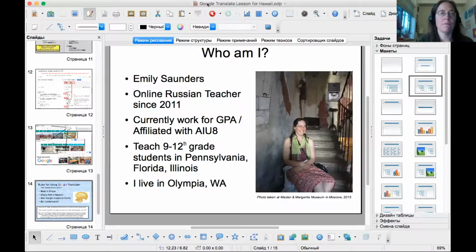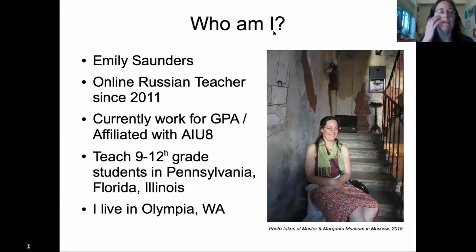Here we go. All right, so my name is Emily Saunders, and I have been working as an online Russian teacher since 2011. I'm a private contractor, and right now I'm working for Global Personalized Academics, I hope I got that right, GPA. They were once blendedschools.net, if anyone knows that, and I'm also affiliated with, I hope I got this right, AIU8.